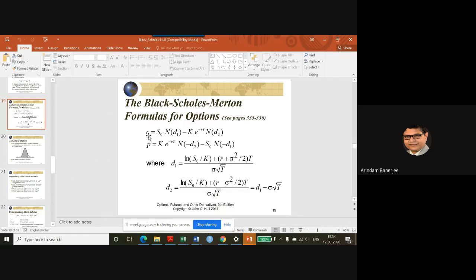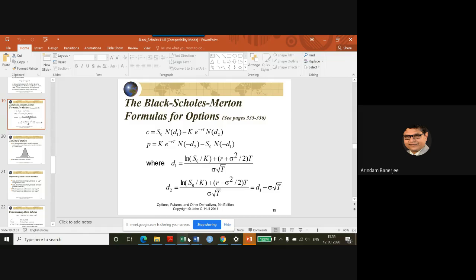S naught is the spot price of underlying, then N is the normal function, a statistical function. Within the D1, how can D1 be calculated? D1 can be calculated by using this formula. S naught is the spot, K is the strike, K is here also. Then R is the rate of interest, here also R is there. Then sigma square, sigma is the volatility. And then T, the time to expiry.